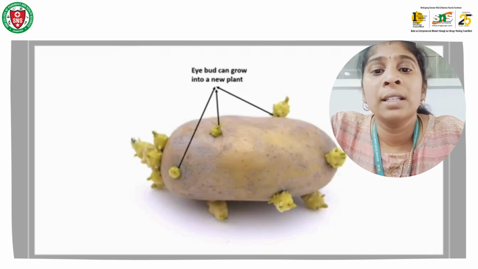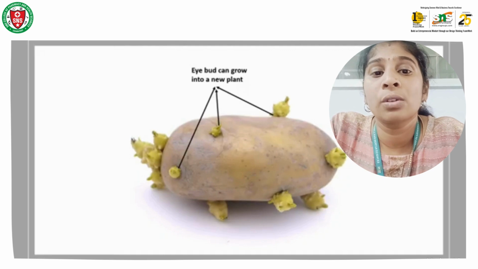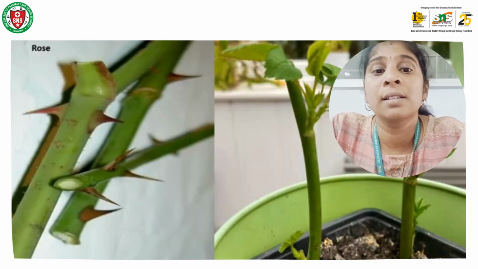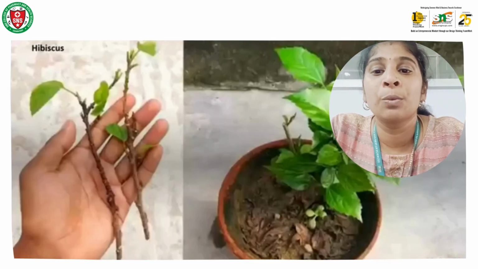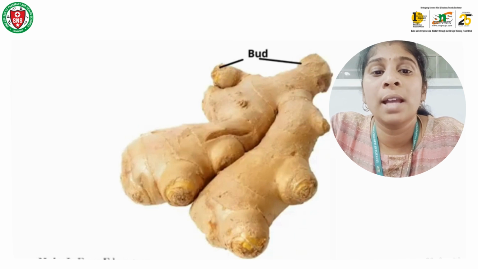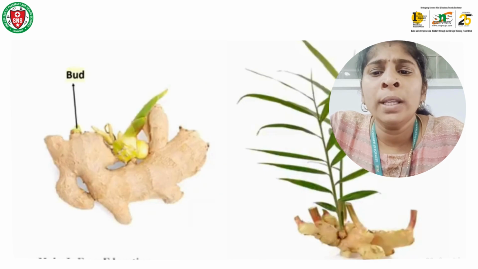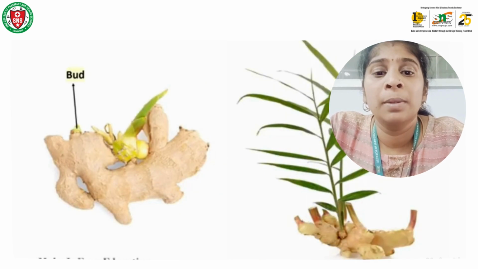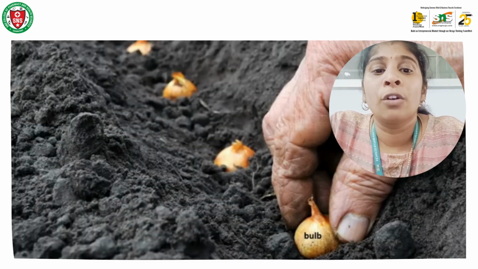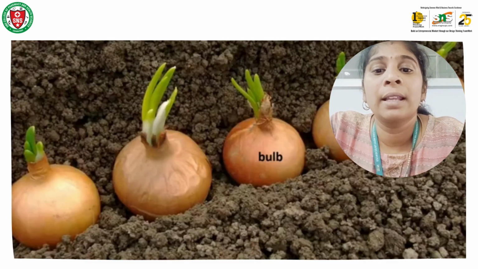The stem of another plant, the rose, can also be used to grow into a new plant. The stem of hibiscus is also used to grow into a new plant. In ginger, the stem has a small structure called a bud. From the bud a new plant can grow, and in onion a special structure called a bulb is used for the development of a new plant. So a new plant can be developed from the bulbs of the onion.